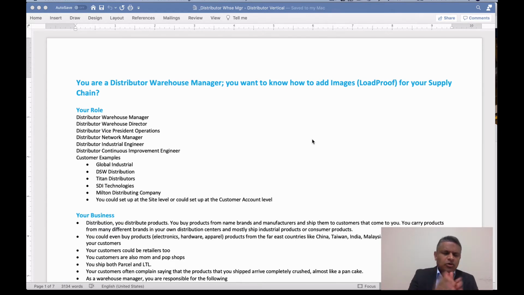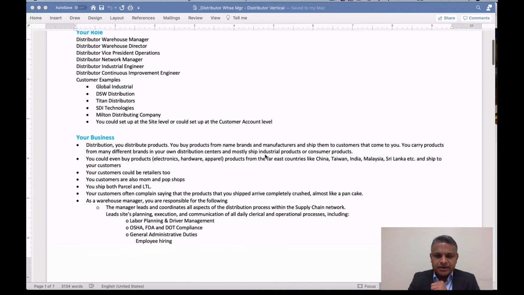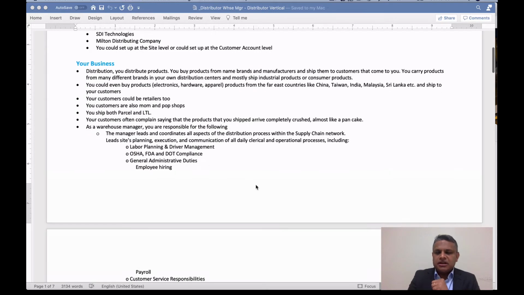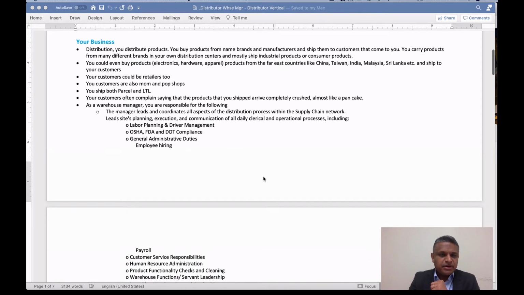So your role is a distributor warehouse manager. You are a warehouse director for a distributor, or you are a vice president of operations for a distributor, or you could be a network manager for a distributor managing a bunch of facilities. You could be an industrial engineer, or a continuous improvement engineer, or a continuous improvement manager, right? So your business is about distributing products, right? You buy products from name brands and manufacturers and ship them to customers that come to you. You carry products from many different brands, right?